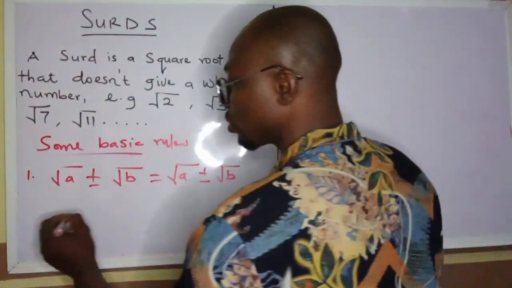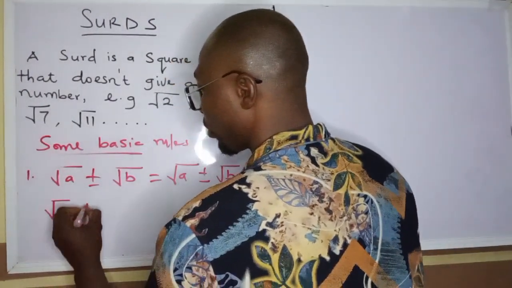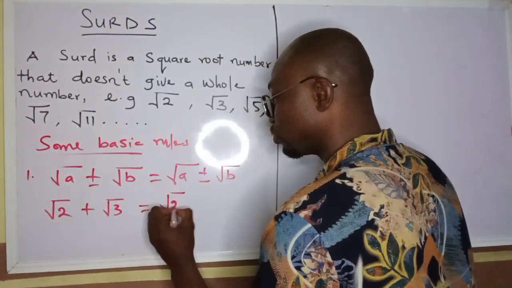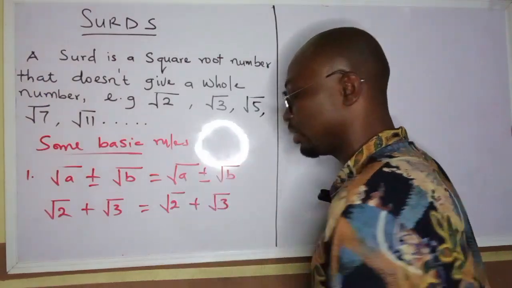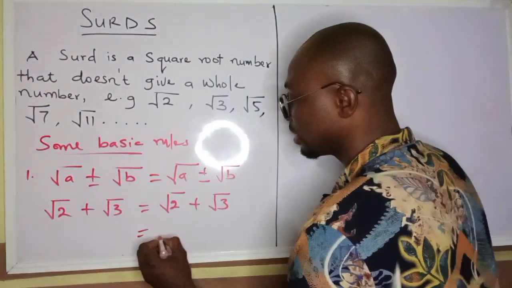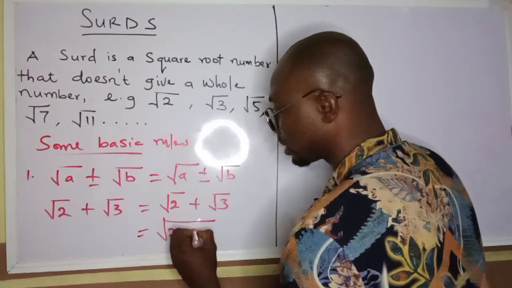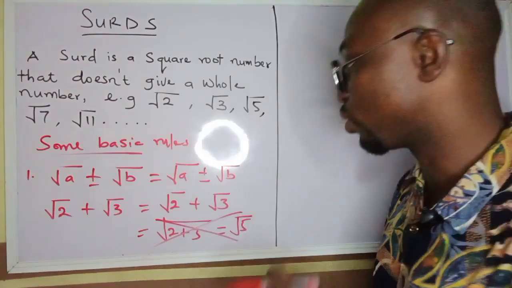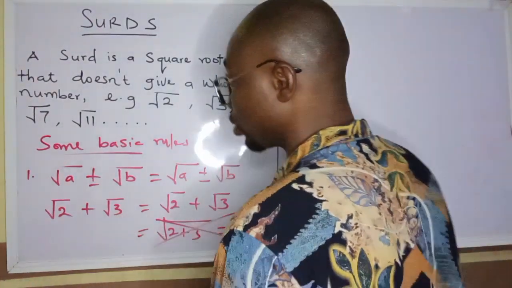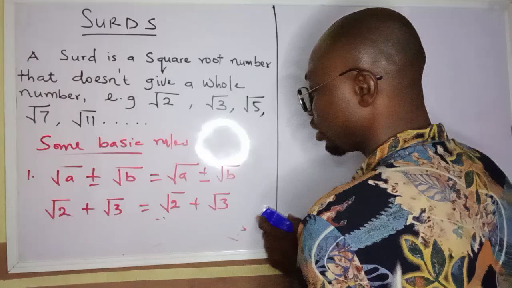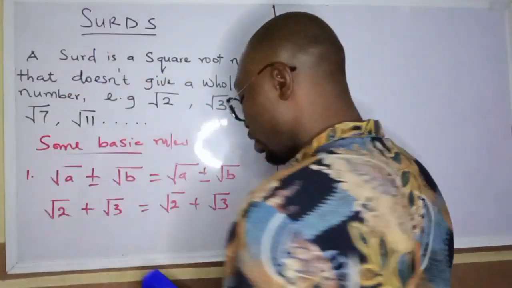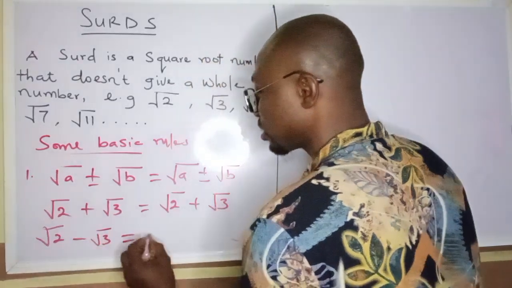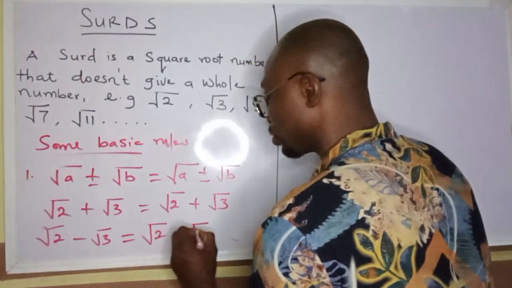So for example, if you have the square root of 2 plus the square root of 3, the answer becomes the square root of 2 plus the square root of 3. So never make that mistake of saying the square root of 2 plus 3, which is the square root of 5. This is wrong. Very, very wrong. Also, this rule does not only apply to addition, it also applies to subtraction. So if you have the square root of 2 minus the square root of 3, it remains the square root of 2 minus the square root of 3.